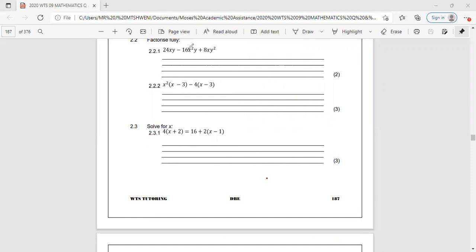Before you even continue, just test using the lowest value that has been given here. Check whether 24 is divisible by 8 and check whether 16 is divisible by 8 before you even find other common factors. Maybe there are other values that are not here. But before you even continue, you check with the given values by looking at the lowest value. Here we're given 8. 24 is divisible by 8, 16 is divisible by 8, and 8 is divisible by 8. So the common factor here is 8.